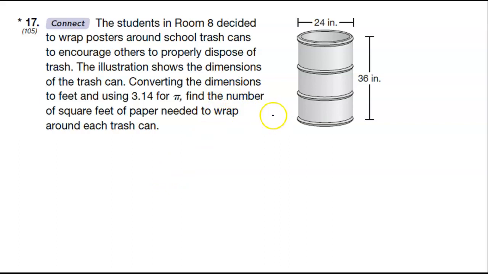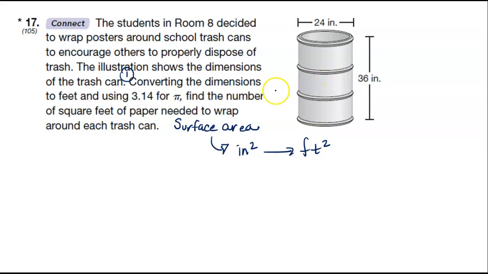Okay, the students in room 8 decided to wrap posters around school trash cans. The illustration shows the dimensions; convert the dimensions to feet and find the number of square feet needed to wrap the trash can. So we're looking for surface area. What I'm going to do is find surface area in inches squared and then convert to feet squared.